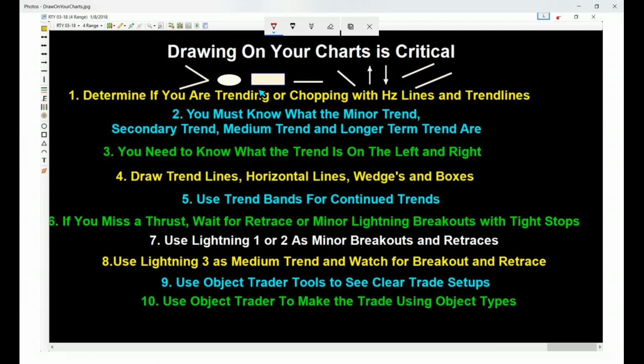We've designed Object Trader to where you can draw boxes, you can use horizontal lines, you can use wedge trades, you can even use channel trades. That's our ray trade that's called a ray channel. And then you can even use the wedge trade as a break to the upside and break to the downside as an actual triangle. That's the way we designed Object Trader.